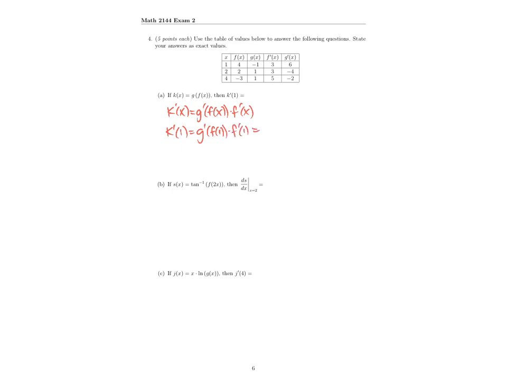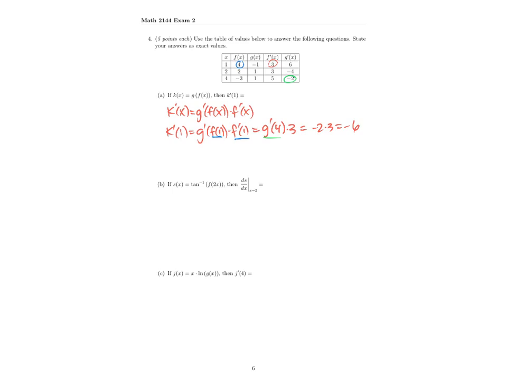So first of all, what is f of 1? f of 1 is 4. So I can plug that in. So g prime of 4 times, what is f prime of 1, excuse me. f prime of 1 is 3. So it's times 3. And then now what is g prime of 4? g prime of 4 is -2. So I have -2 times 3, which is -6.